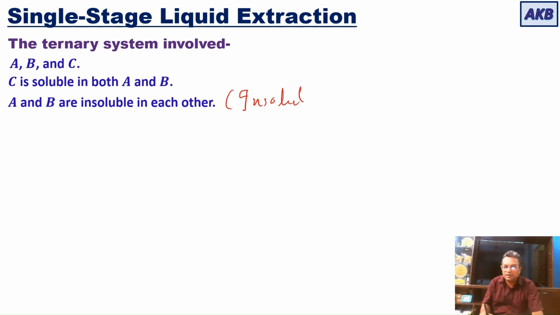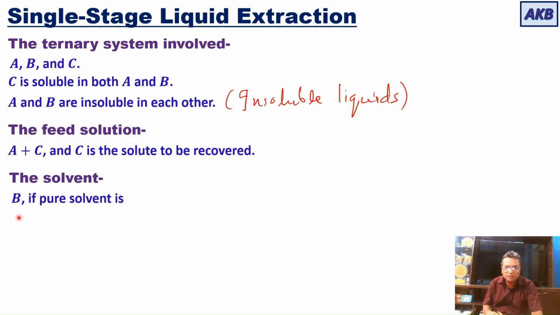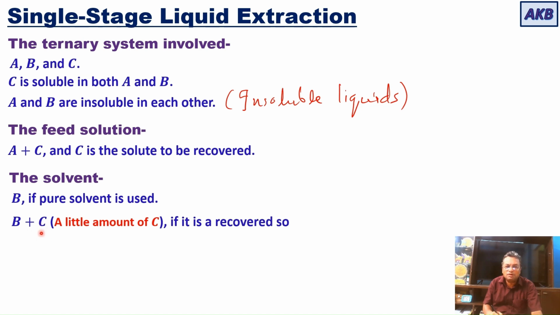Insoluble liquids. These are insoluble, like C and B are insoluble in each other. The feed in this case, as you know, is a solution of A and C, where C is the solute to be recovered. The solvent to be used is B. If it is pure solvent, it will be just B. But if you are using a recovered solvent, it will contain a little amount of C in it. So if it is a recovered solvent, then it will be B plus a little amount of C.